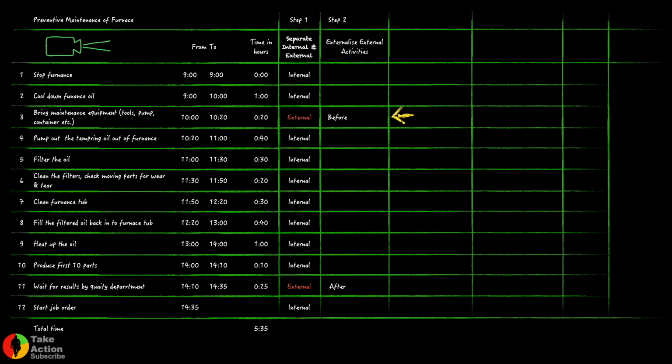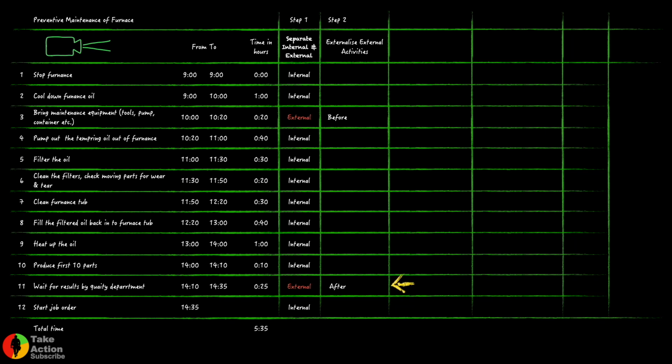He can do that before the machine has been stopped, or during activity number 2 when the machine is being cooled down. Similarly, activity number 11 is where we are waiting for the quality department to give us the results. Instead of waiting, during activity number 10 we can take the 10 parts out for inspection, and after that we can start the machine immediately.